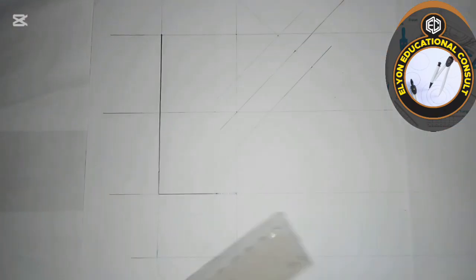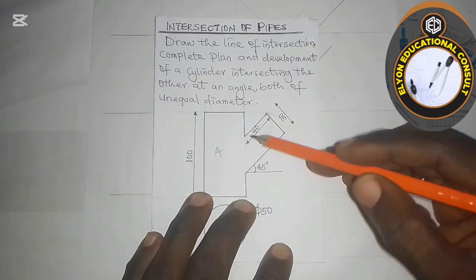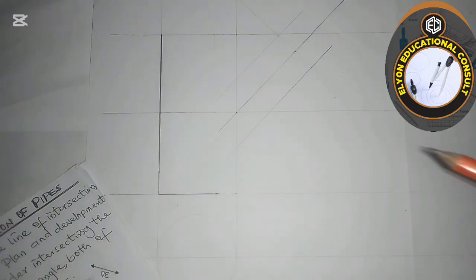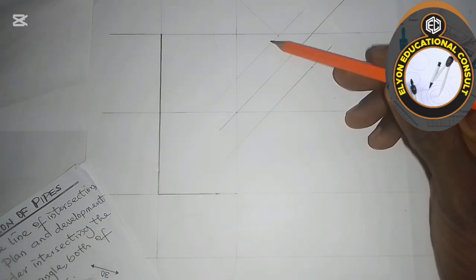Okay, sorry, yes, I left out something very vital. We are giving this side to be 40. Yes, we are giving this to be 40. So all I'm going to do is this. Before I tick out everything, from this part now, I'm going to be measuring 40.